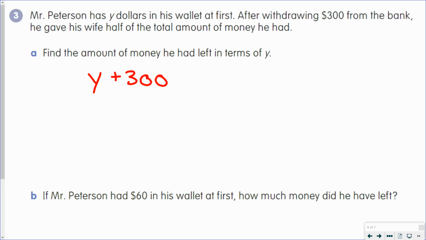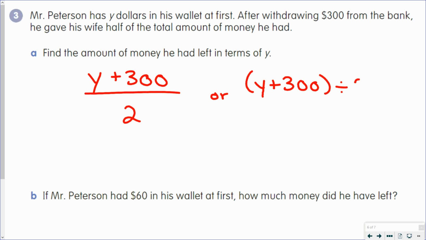to what he has. And then he gave his wife half, which means we're going to take this amount and divide it by 2. Or another way you could write this is put the Y plus 300 in parentheses and then put the divide by 2 on the outside.